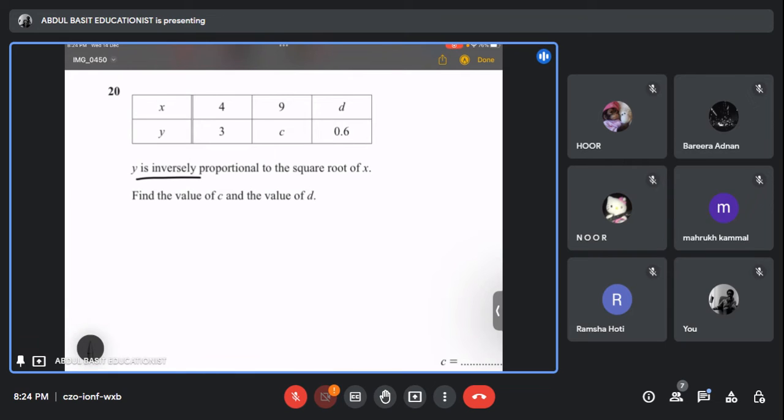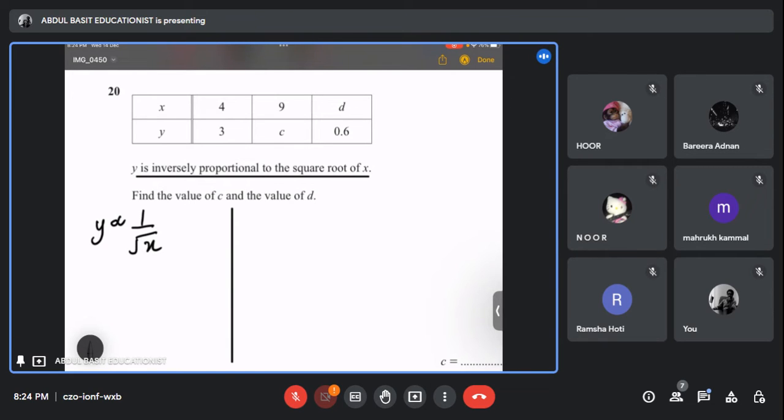They say that y is inversely proportional to the square root of x. So y is inversely proportional to the square root of x would be something like this. Yes or no? It is what the variation is. Is this clear? Okay, so square root of x.